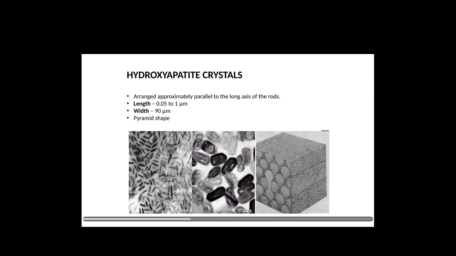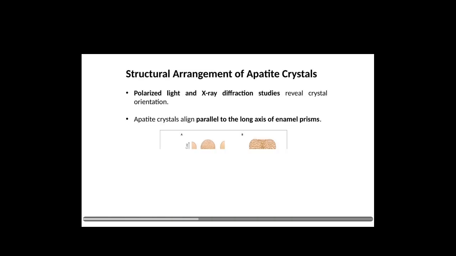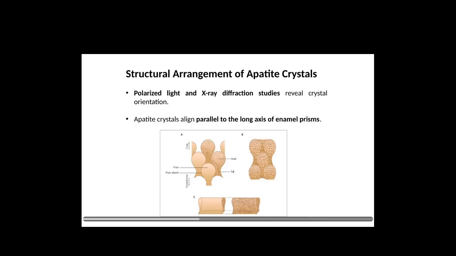Hydroxyapatite crystals are arranged nearly parallel to the long axis of enamel rods. These crystals measure between 0.05 to 1 micrometer in length and 90 micrometers in width, adopting a pyramid shape. This structural arrangement is crucial for the mechanical properties of enamel, influencing its strength and resilience. Polarized light and X-ray diffraction studies show that apatite crystals align parallel to the long axis of enamel prisms. This precise orientation is crucial for the structural integrity and function of enamel, ensuring its resilience and durability.